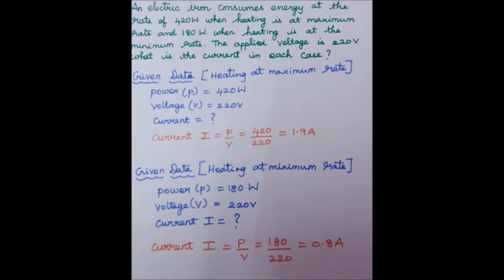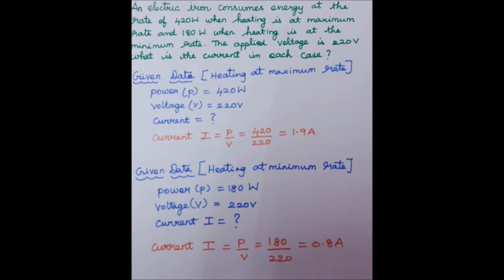In this question, two cases are given. One power is 420 watt when heating at maximum. Another power is 180 watt when heating at minimum rate. But the applied voltage is the same for both cases, 220 volt. We have to find out the current for both cases. Here power and voltage data are given. We have to find current.